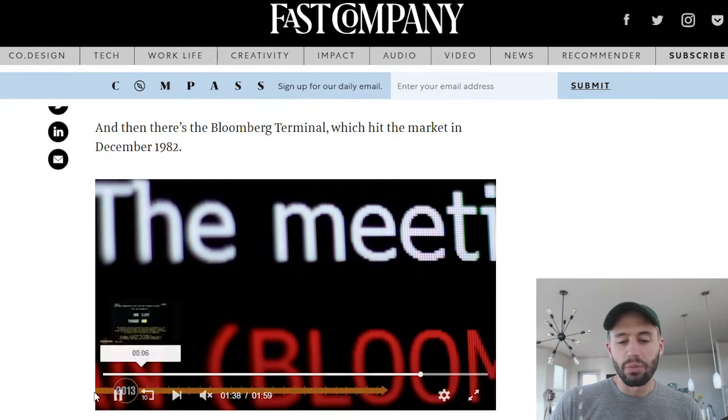So anyway, Bloomberg has been around forever. It was started by Michael Bloomberg, who is now a billionaire and previous mayor of New York. Enough of me blabbing about this stuff. Let's actually get into the platform and show you guys what's inside.